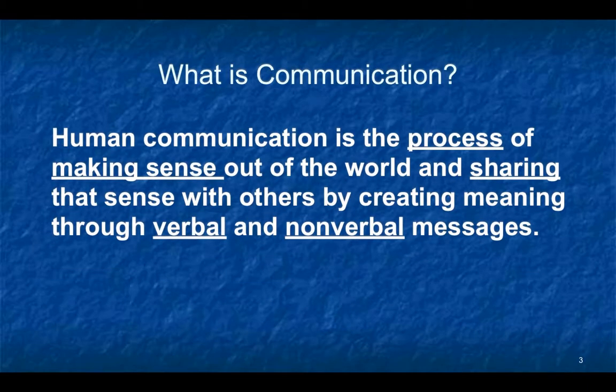So what is communication? Human communication is the process of making sense out of the world and sharing that sense with others by creating meaning through verbal and nonverbal messages. This is a masterful definition. It includes this idea of this process of making sense. And think about how profound that is and how that differentiates us from every other being on this planet. We are able to make sense and share that sense with others and literally create meaning through verbal and nonverbal messages.